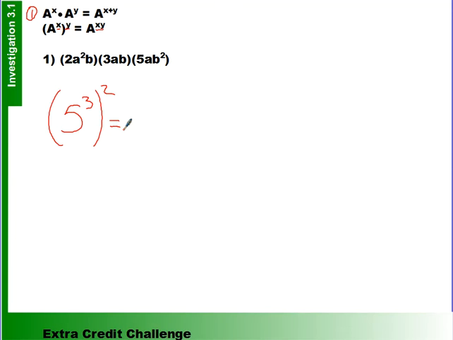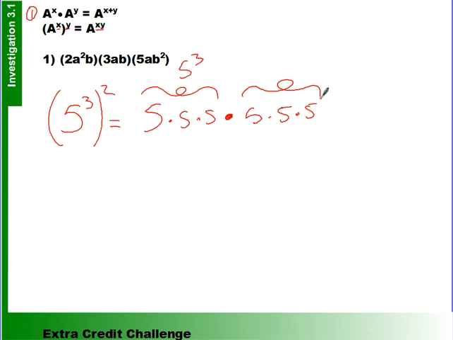Aiden? Okay, so we have 5 times 5 times 5. What's a better way of saying 5 times 5 times 5? We have 5 to the third. And we're going to multiply this by 5 times 5 times 5. What's a better way of writing this?